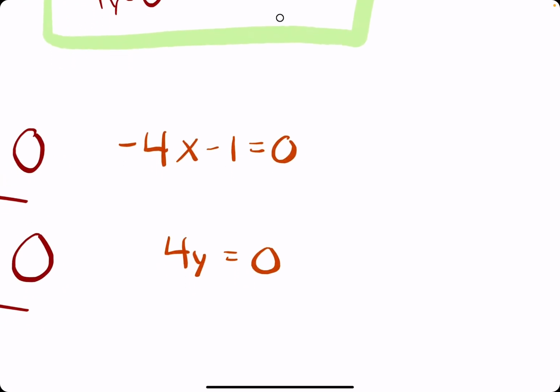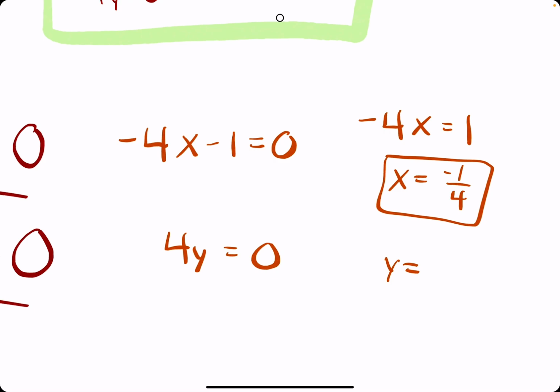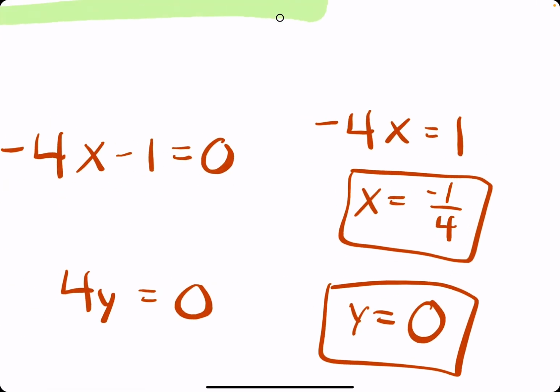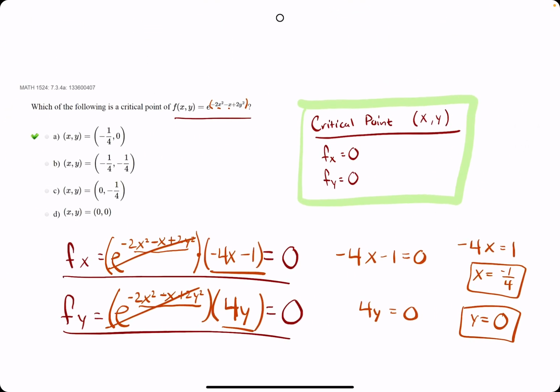So we get negative 4x equals positive 1 once we add it over. Divide by negative 4, and we get x equals negative 1/4. And then here we could basically divide by 4 on both sides, but we'll still get y is equal to 0. So we're looking for an answer, x equals negative 1/4 and y equals 0. So we break out the eraser and we see that A is our best answer.